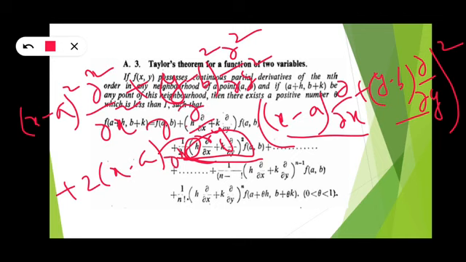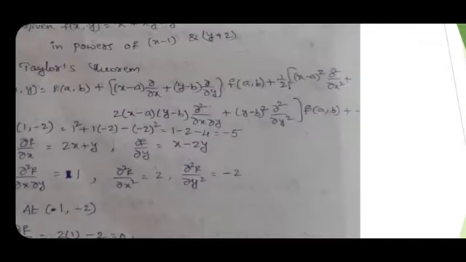This is the value of [(x minus a) into dou by dou x plus (y minus b) into dou by dou y] whole square. If you see this thing, what happened here: (x minus a) whole square into dou square by dou x square plus 2 into (x minus a) into (y minus b), dou by dou x into dou by dou y, that means dou square by dou x dou y, plus (y minus b) whole square into dou square by dou y square of f of a comma b. This is enough. Why? Because next terms will be zeros, so neglect those terms.